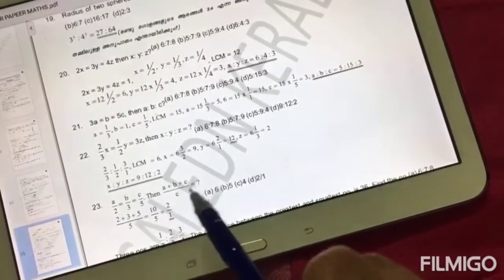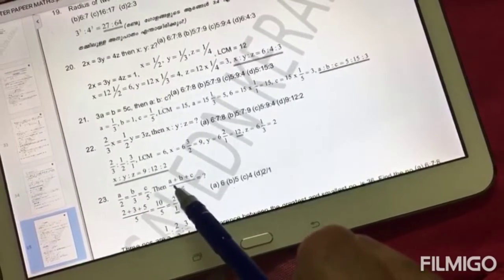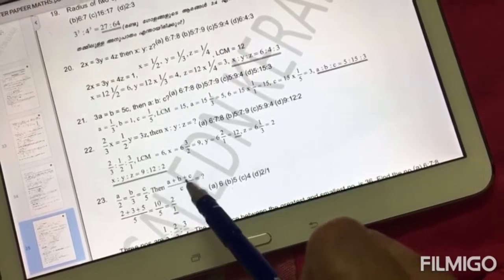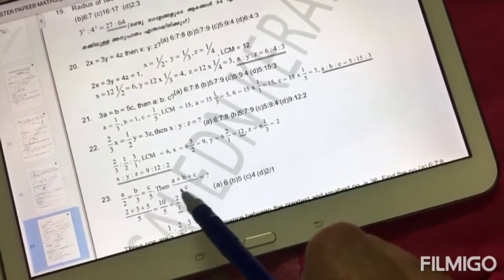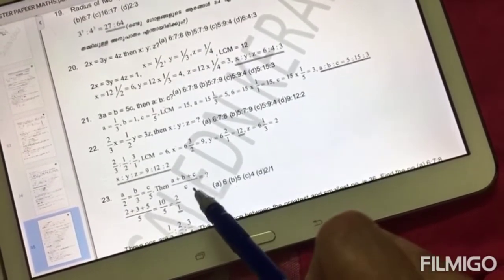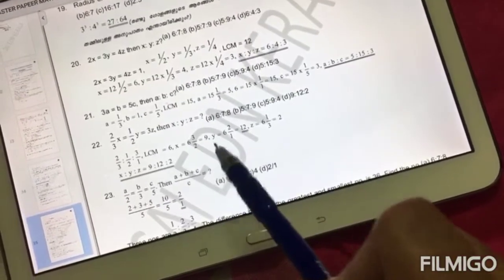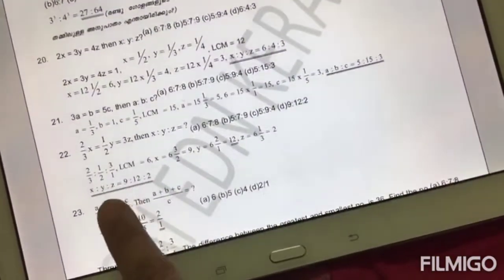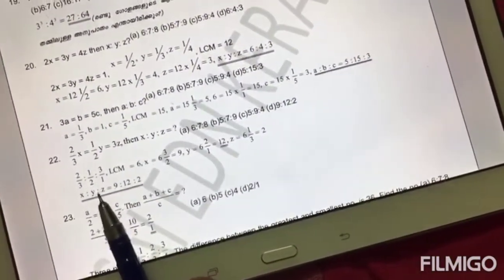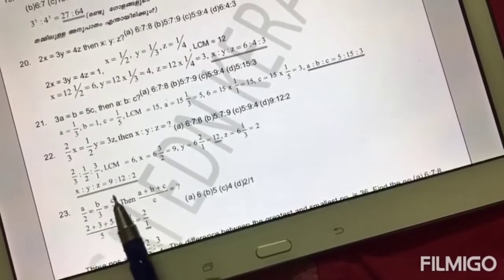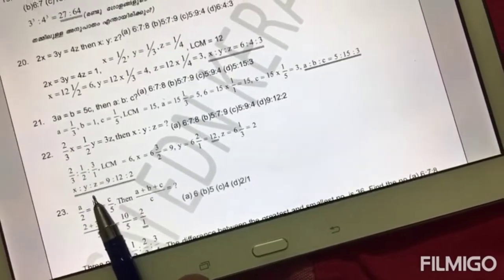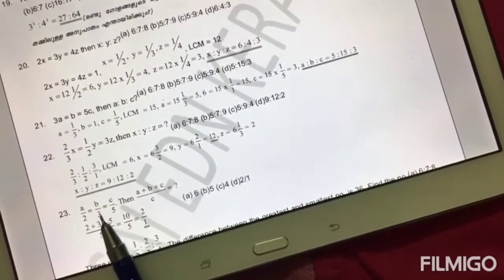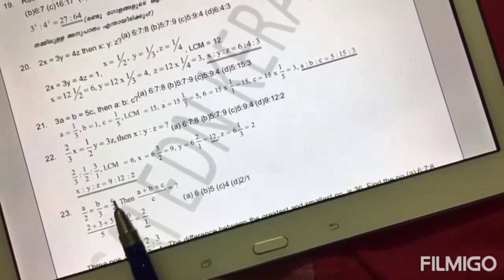So if you simply take it, a plus b plus c divided by c can be written as a by c plus b by c plus c by c, which is equal to 1. What is a divided by c? To find a divided by c, simply remove c from here and take this up. So a divided by c will be 2 by 5. What is b divided by c? Again, take c down, take 3 up. b divided by c will be 3 by 5.